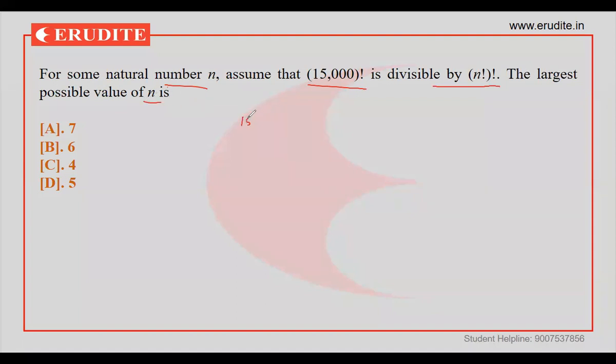So guys, 15,000 factorial means what? It is 15,000 into 14,999 multiplied till 1. It is divisible by n factorial factorial, right? And we have to find out the maximum value of n. As they are asking about the maximum value, the best way to solve this question is to use the options itself. As they are asking about the largest value, I start with the largest value, that is n is equal to 7. So if we put n is equal to 7, it will be 15,000 into 14,999 till multiply with 1, divided by 7 factorial factorial.